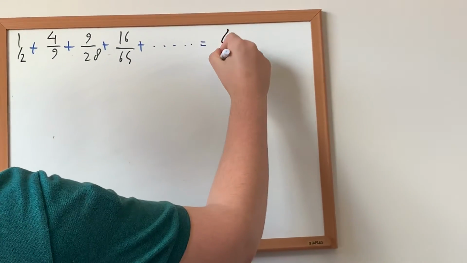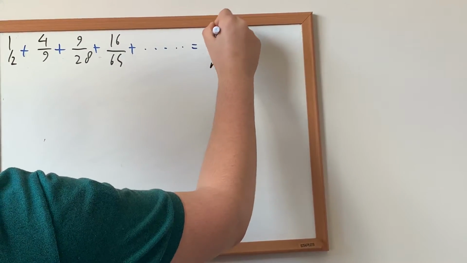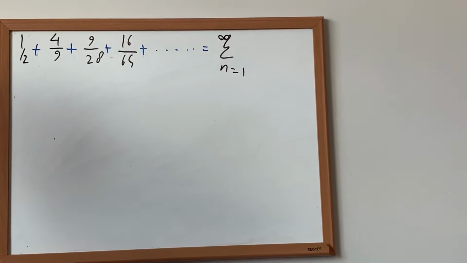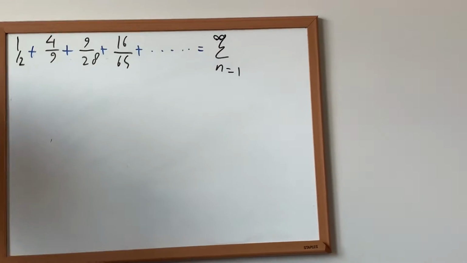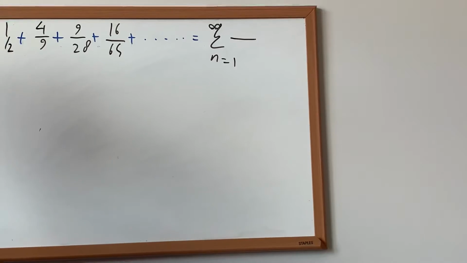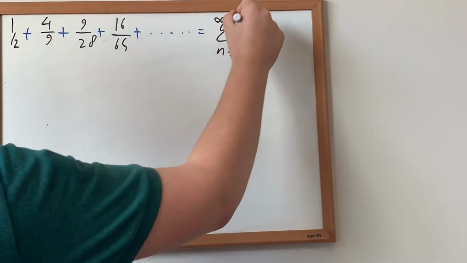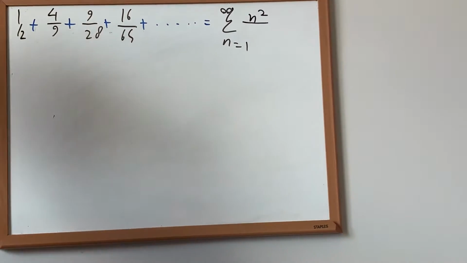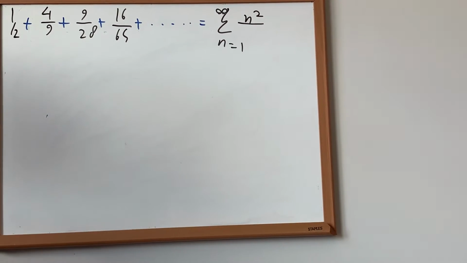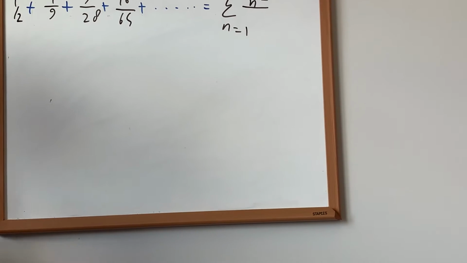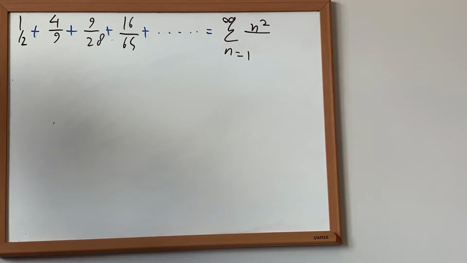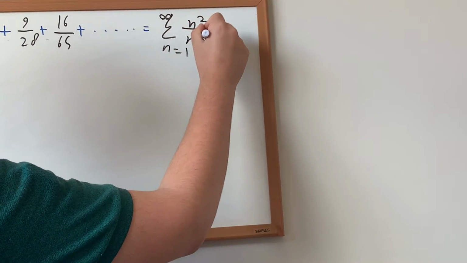So I write the series from n equals 1 to infinity, and I can write this because it's a rational function, because I know it's a numerator and denominator. If you take a look at the numerator, we see it's a perfect square, so I can write it as n squared. And in the denominator, we see that 2 is 1 cubed plus 1, 9 is 2 cubed plus 1, 28 is 3 cubed plus 1, and 65 is 4 cubed plus 1. So I can write it as n cubed plus 1.